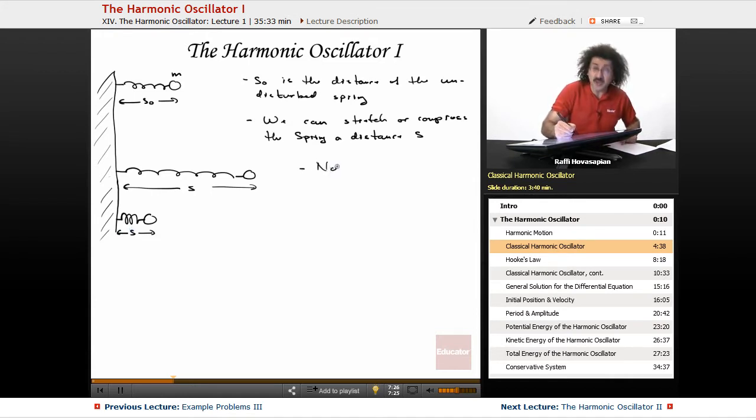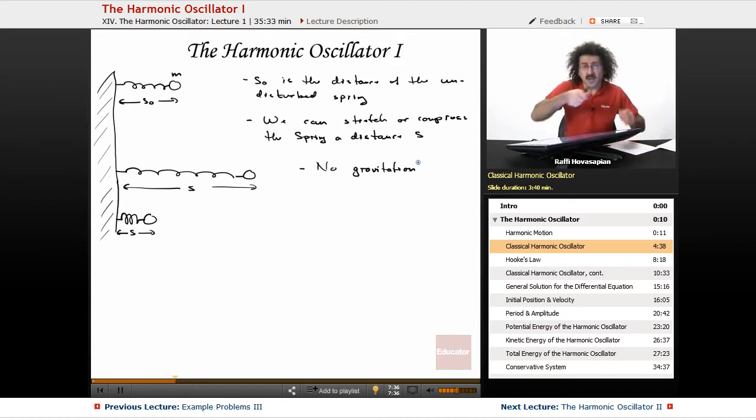Now, no gravitational force is acting on this. The only force acting on this mass is the spring. If I pull the spring this way, the spring is going to want to pull it back that way. If I push the spring in, the spring is going to want to push back the other direction. No gravitational force acts on the mass.